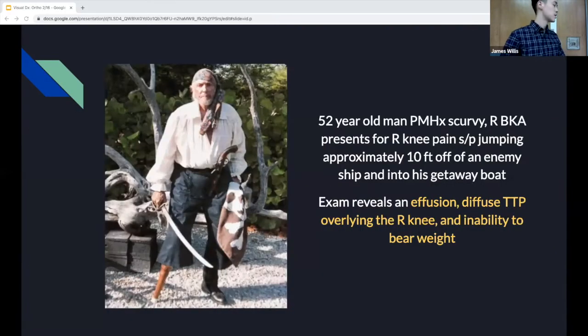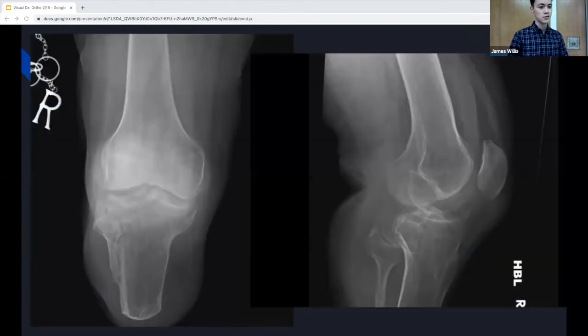Here's the next one. 52-year-old man, history of scurvy, right below knee amputation, comes in for right knee pain. Status post jumping approximately 10 feet off an enemy ship into his getaway boat. Exam shows an effusion, diffuse tenderness to palpation overlying the right knee, and inability to bear weight. These are his films. Any guesses?